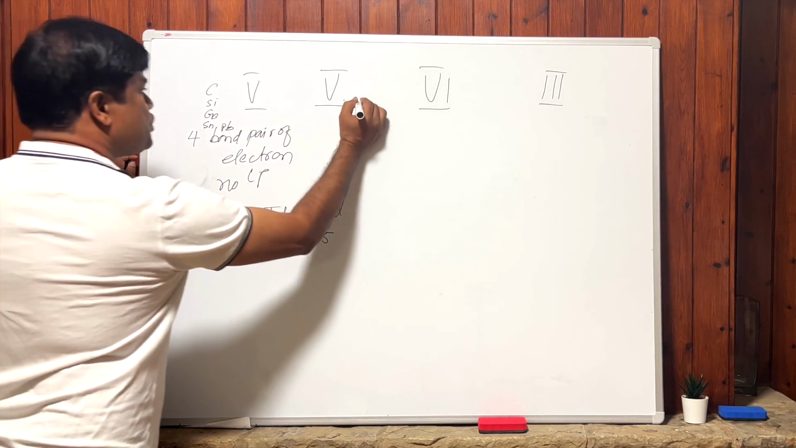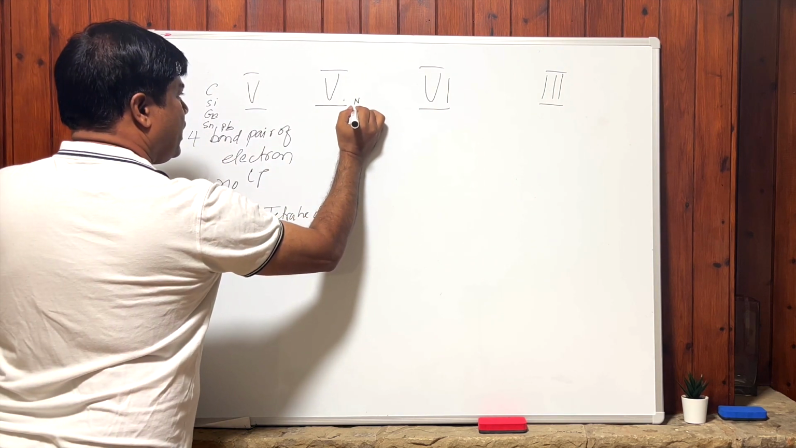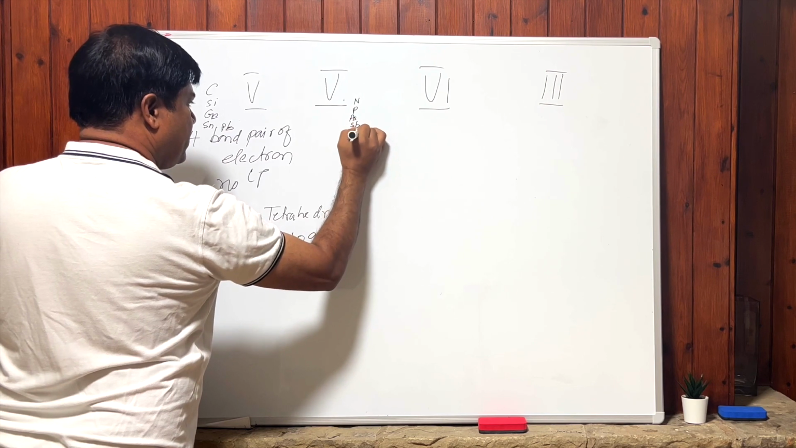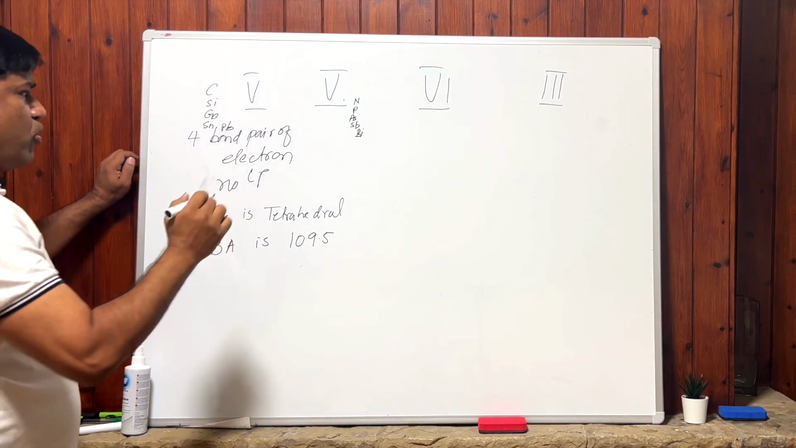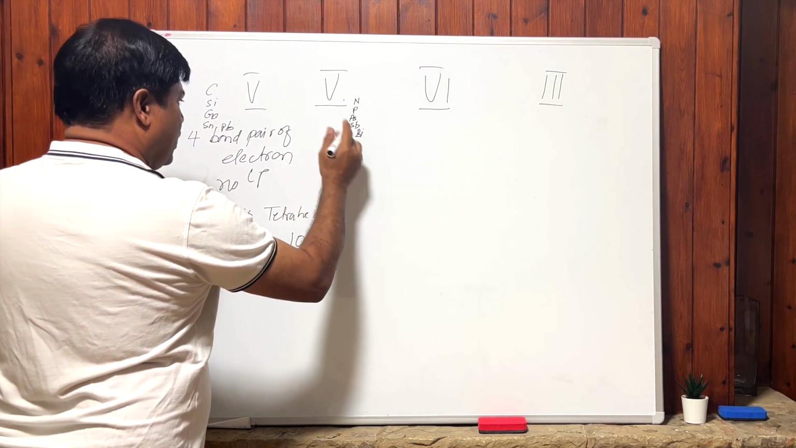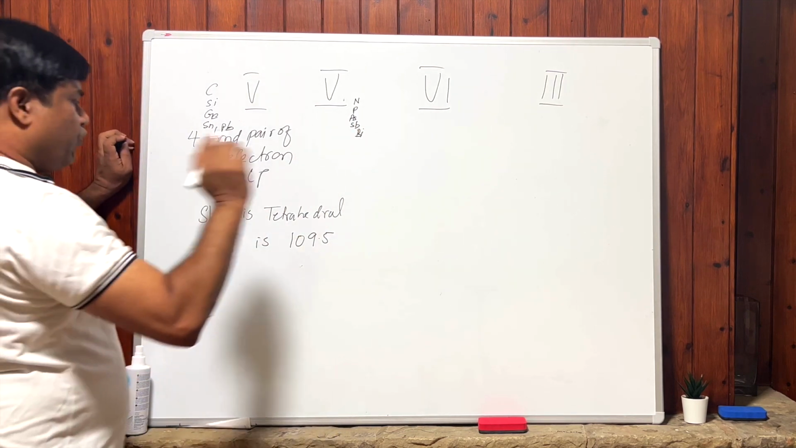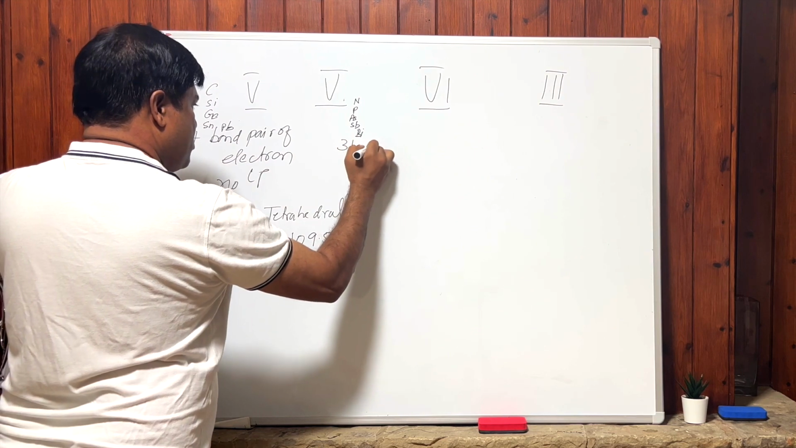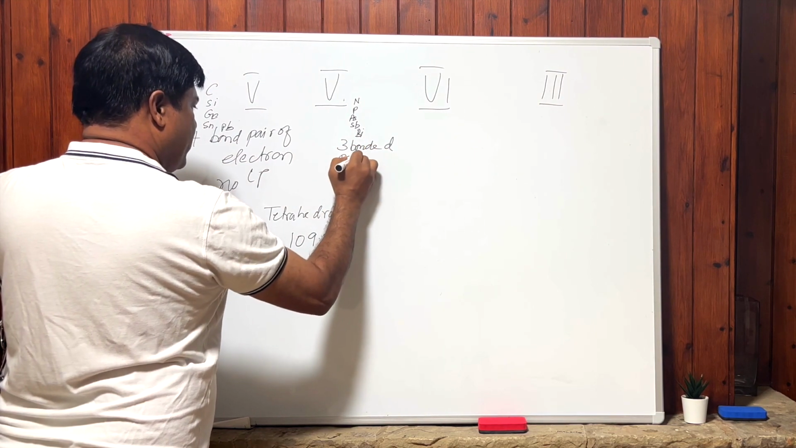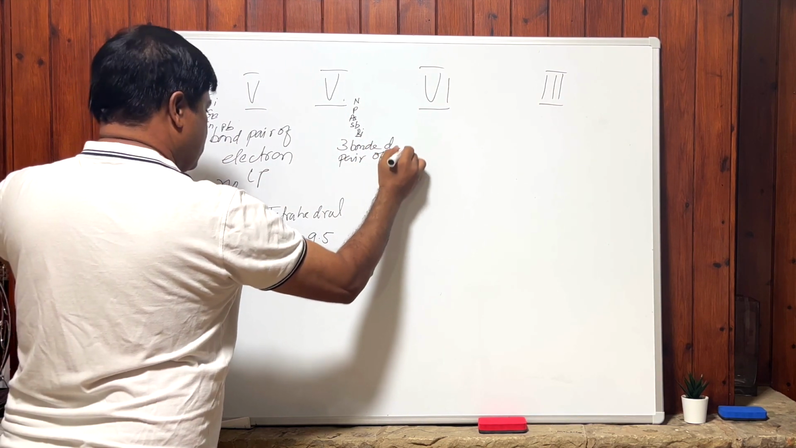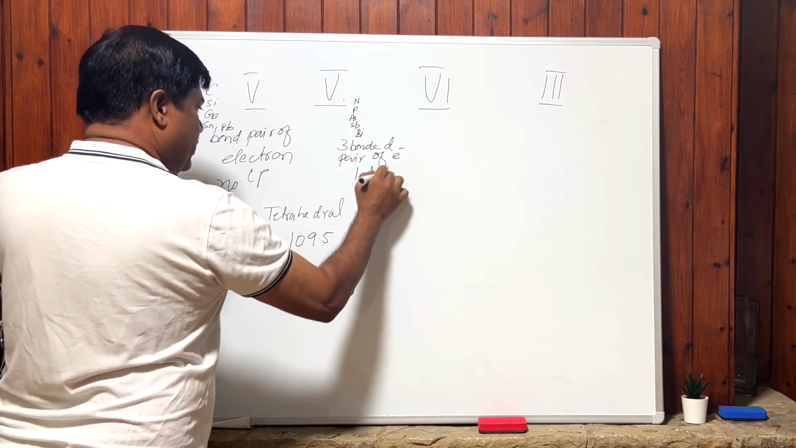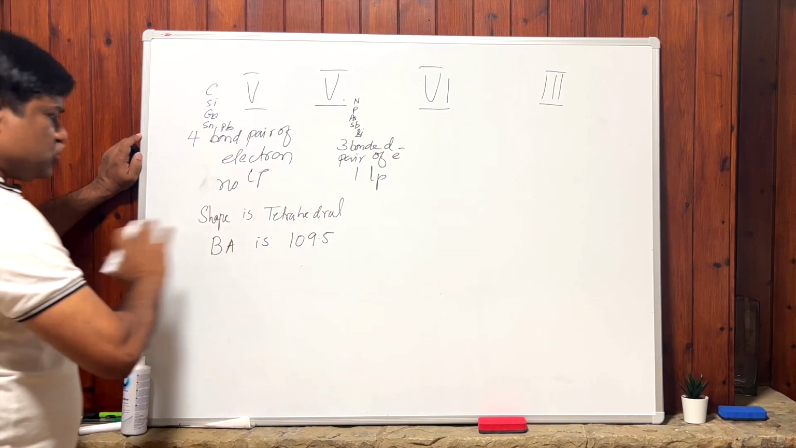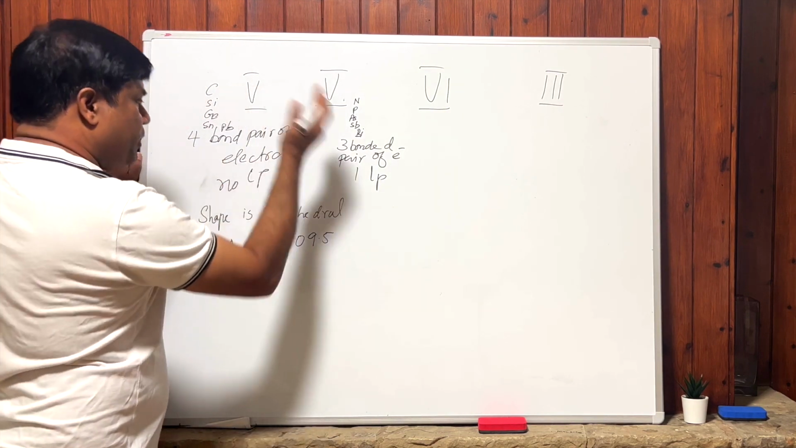Now group 5: nitrogen, phosphorus, arsenic, antimony, Bi, bismuth. Three bonded pairs of electrons, 1 lone pair. Look at the bond angle and shape change from no lone pair to 1 lone pair.